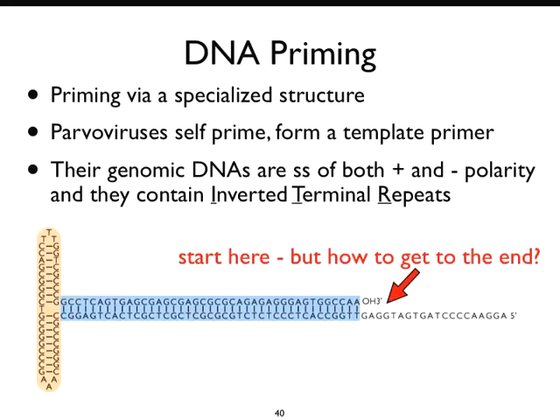How else can you prime DNA synthesis? You can prime it using a specialized structure. And the specialized structure in the case of parvoviruses is itself. So it self-primes. It forms a template primer. The genomes of parvoviruses are both plus and minus strand, and they contain inverted terminal repeats. And as a result of that, here's the end of the molecule, the 3' end of the molecule. There is a sequence within 100 base pairs of the end that's identical, but the exact inverse. So it's complementary. That allows the formation of this hairpin. And this hairpin has this very lovely 3' hydroxyl, which is a great place to start if you have something to copy. And what have you got to copy? You can copy yourself.